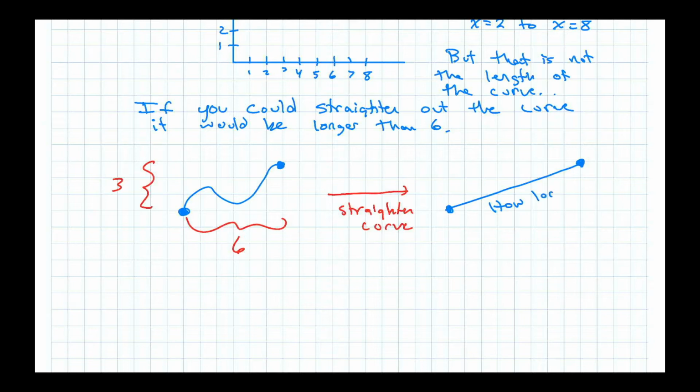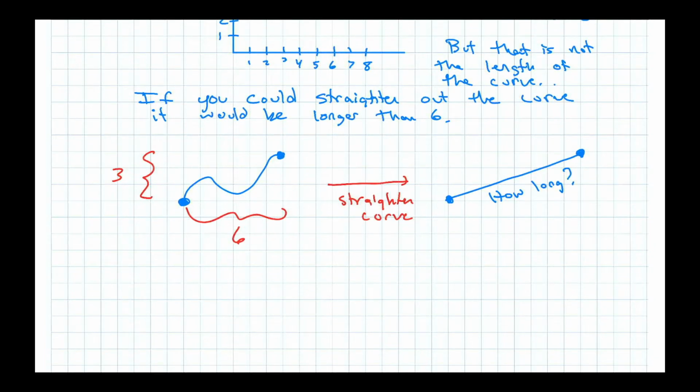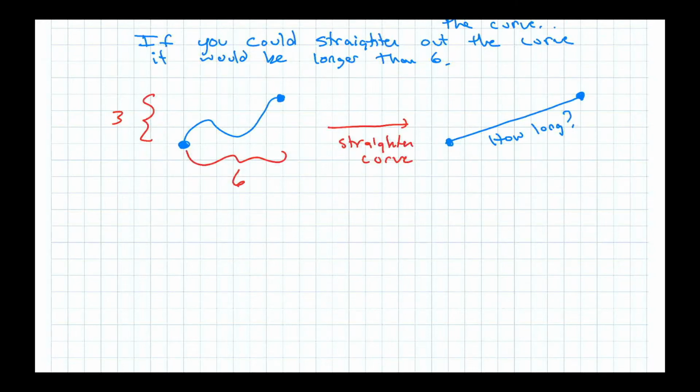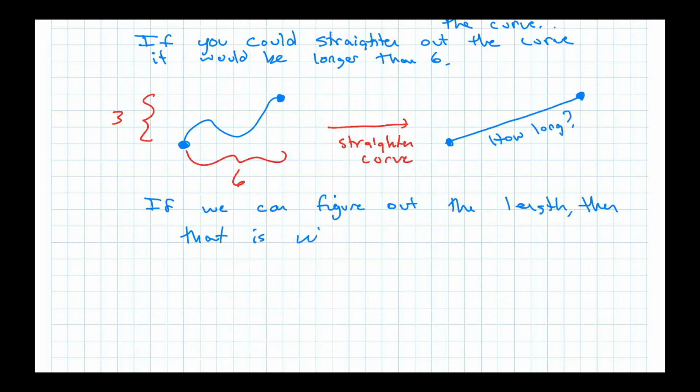How long? Don't really know, right? I'm trying to put a question mark there. But we want to know how long that is, okay? And if you could straighten it out like that, then that would be the arc length. That's what we call the arc length. And that's what we're trying to calculate in this section, okay? So if we can figure out the length, then that is what we call the arc length of the curve.